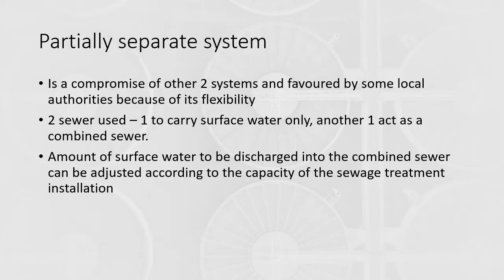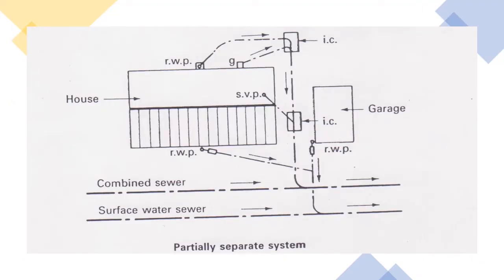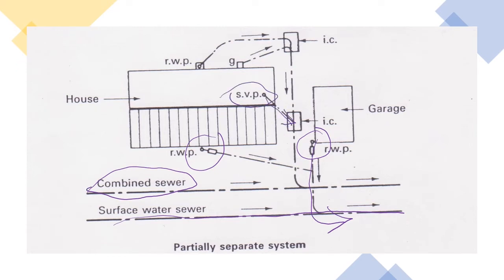sewage treatment plant. For the partial system, the rainwater pipe ada satu yang akan pergi pada surface water sewer. Right. However, akan ada satu combined sewer for the soil and vent pipe daripada toilet pergi kepada inspection chamber, and rainwater pipe pun pergi pada combined sewer.